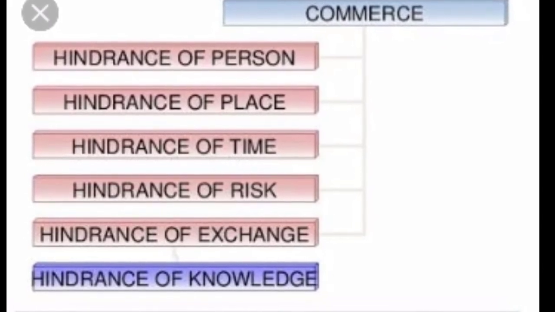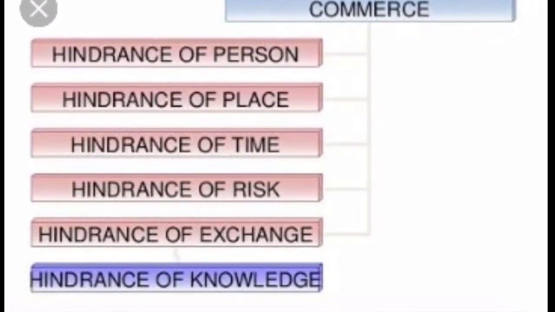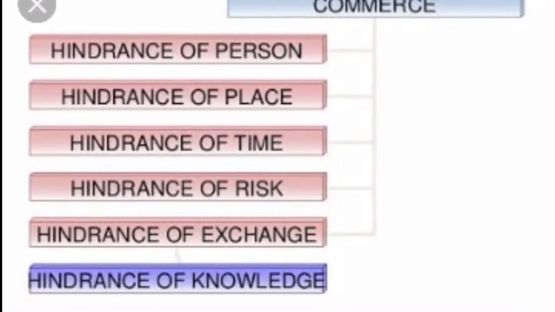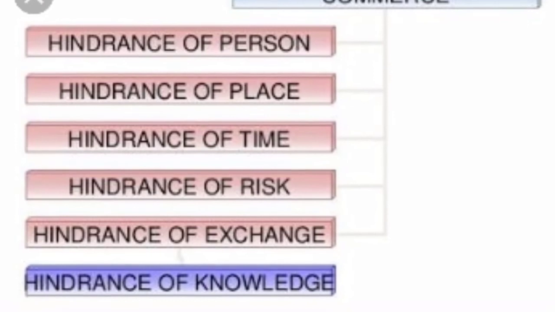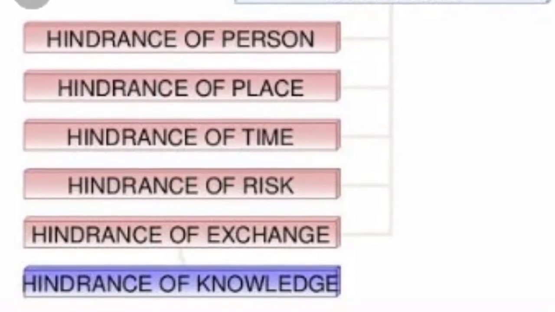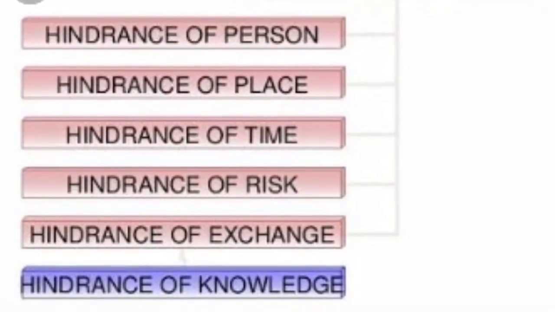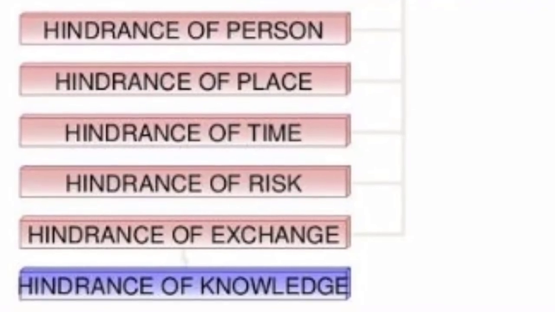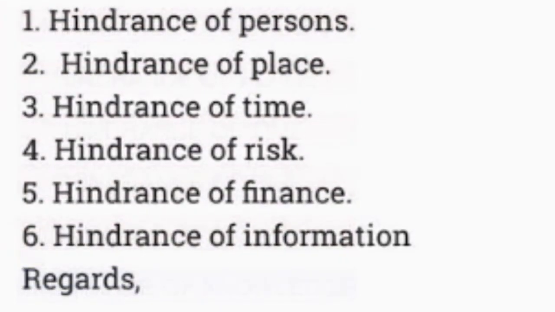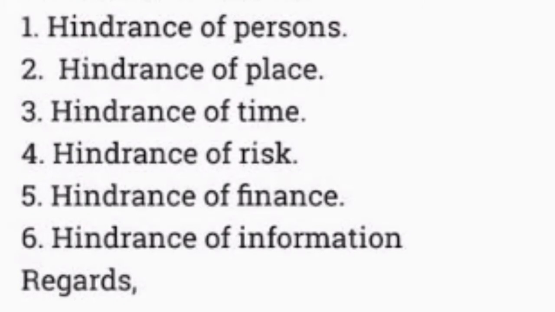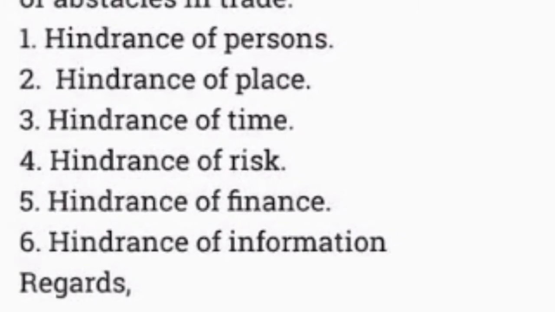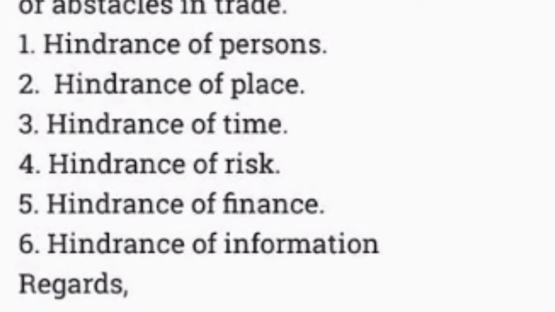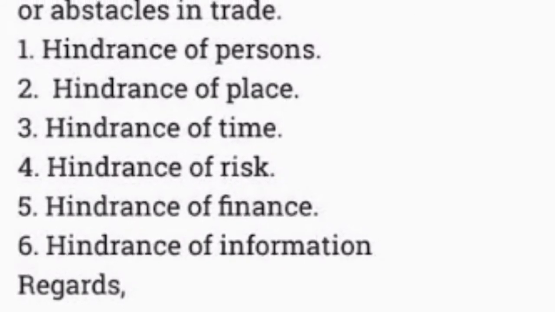The hindrance of persons can be removed by the large number of middlemen. Middlemen work in between producers and consumers, like wholesalers, retailers, mercantile agents, etc. These persons are considered as the bridge. They act as a connecting link between the producers and the consumers. Okay, they remove the hindrance of person. The next is removing hindrance of place.